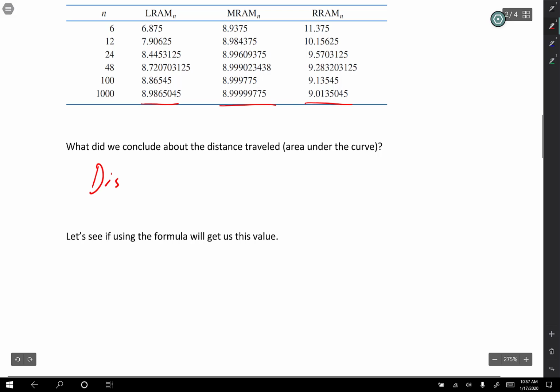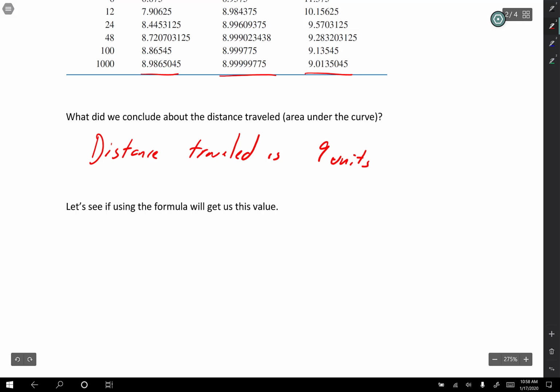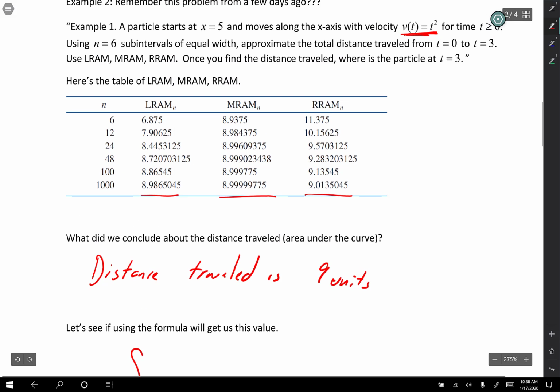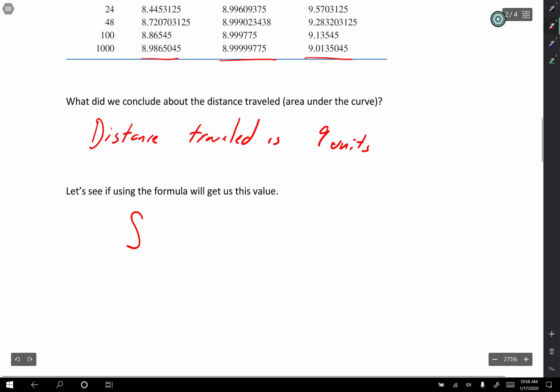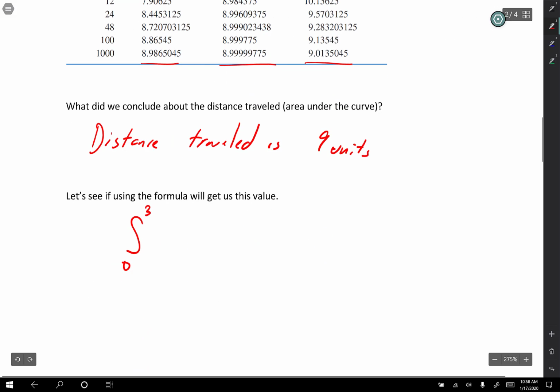So I want to know, what did we conclude about the distance traveled? We said the distance traveled is 9, 9 units if it doesn't have any units. Does everyone agree that the distance traveled is 9? All right, I want to know this. If I integrate from 0 to 3 the equation v of t, which is t squared, so I'm going to put t squared, and because it's a t, I'm going to put dt.